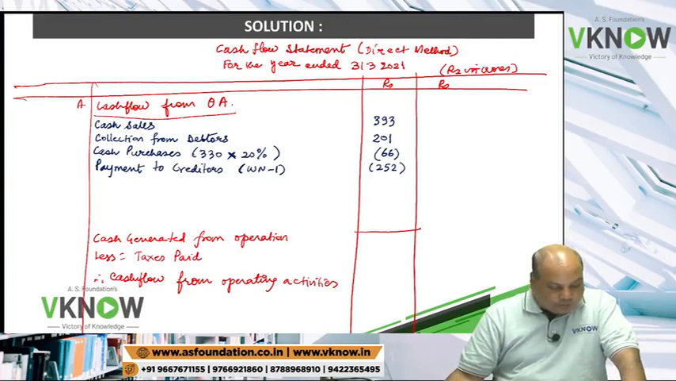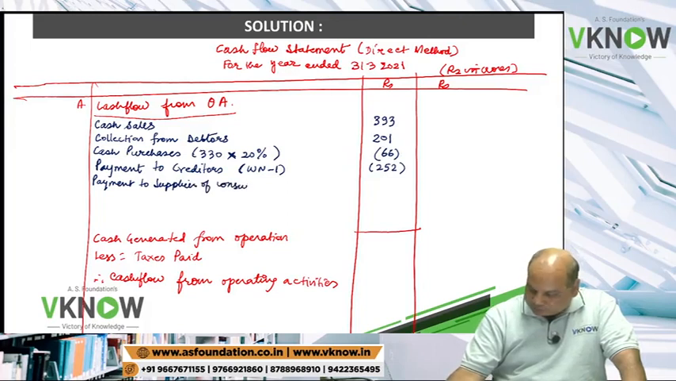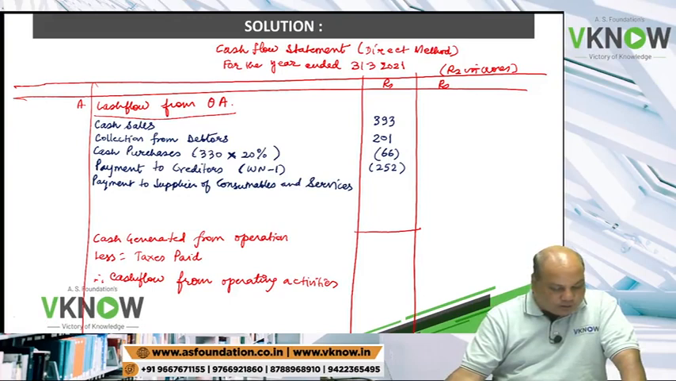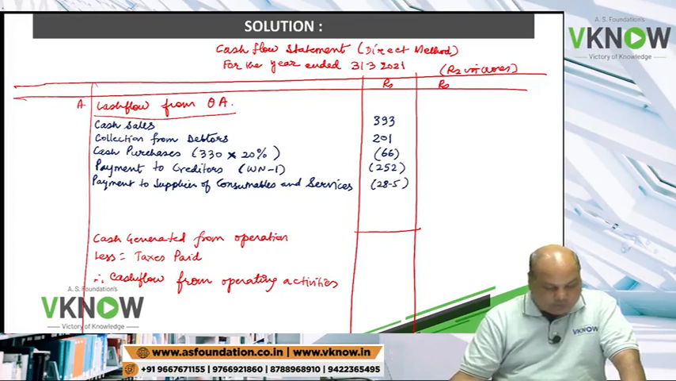Point number 4. Suppliers of other consumable and services were paid 28.5 crore in cash. Just copy the same line. Payment to supplier of other consumable and services, in bracket 28.5 crore.